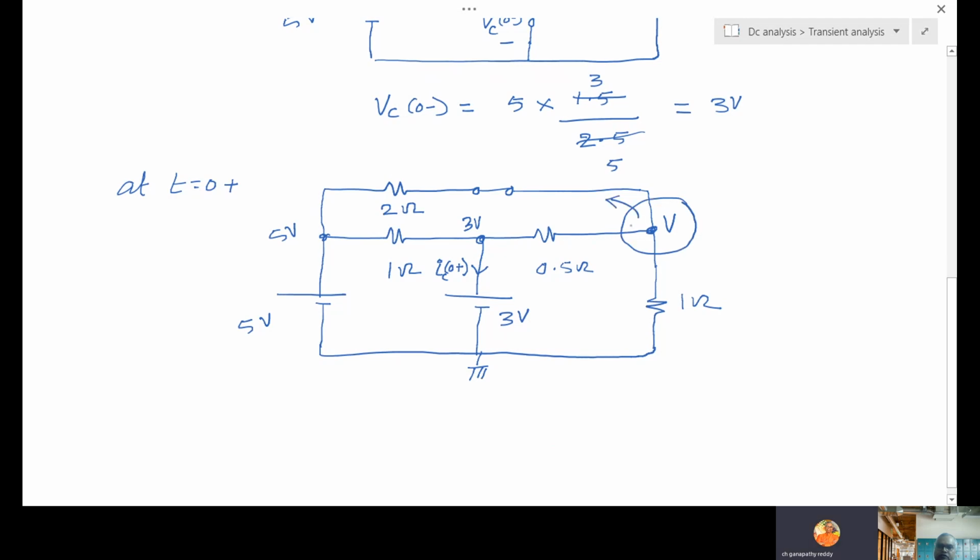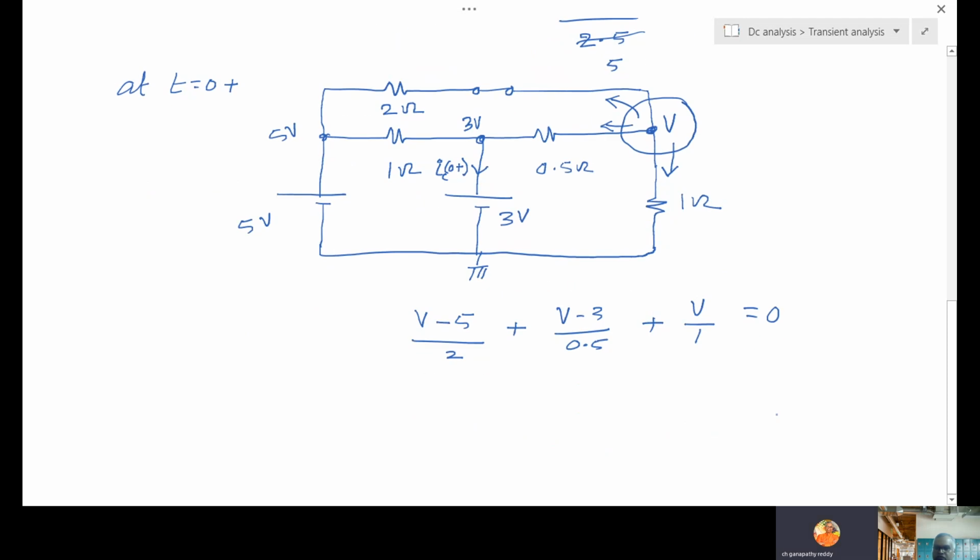So assume this current leaving, this current leaving, this current leaving. So (V minus 5) by 2 plus (V minus 3) by 0.5 plus V by 1 equal to 0. Solve for V. So the answer is 17 by 7.